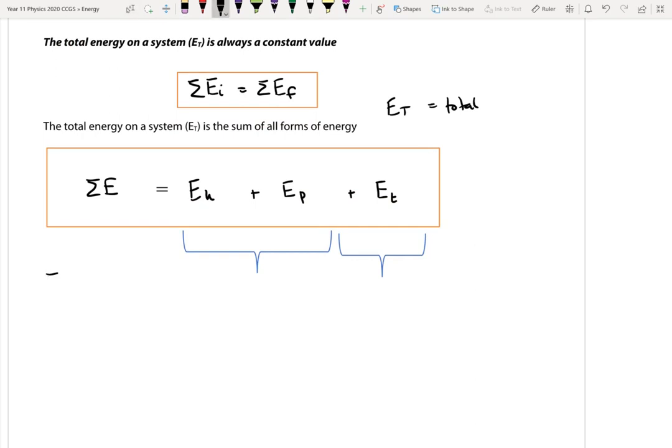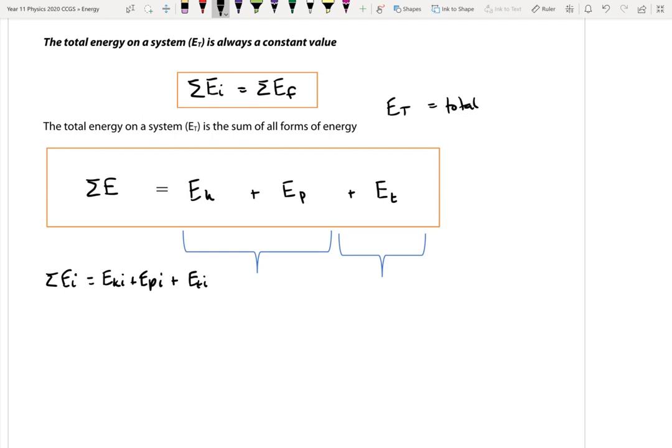For example, the sum of energy initial is going to be the sum of kinetic initial plus the sum of potential initial plus the sum of thermal initial. So it's getting tricky now. We're going to have 2 different potentials, one at the start, one at the end. And so you now need to have 2 subscripts.